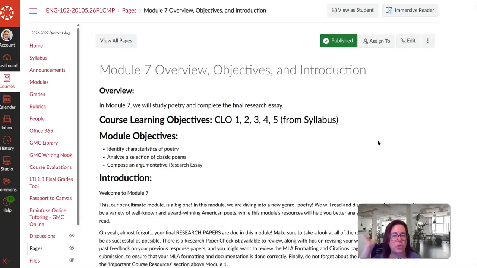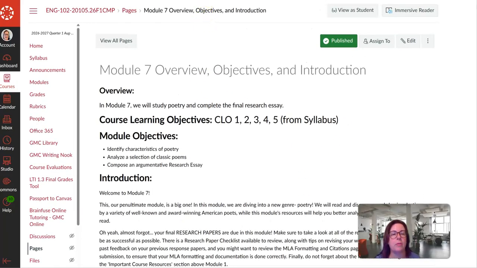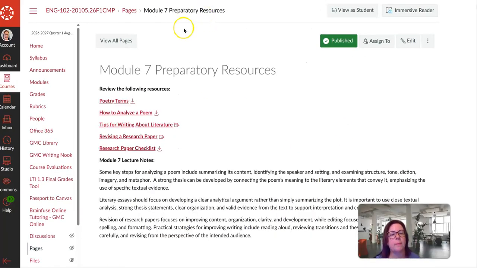In addition to that, our readings have switched a little bit. This is the first of 2 modules where we will be looking at some poetry. This is usually, again, of interest to the students in the class because there's a wide variety of poems this week. And then next week we'll focus in on Langston Hughes. So let's look at a few of the things for Module 7.